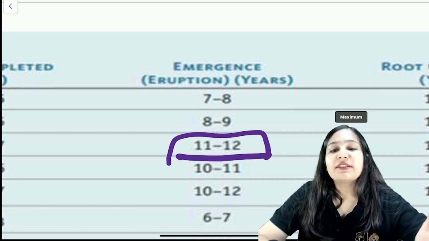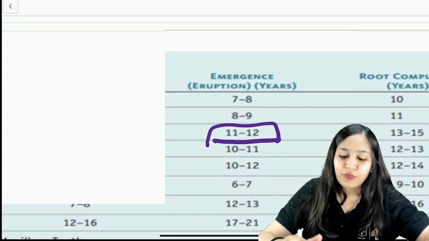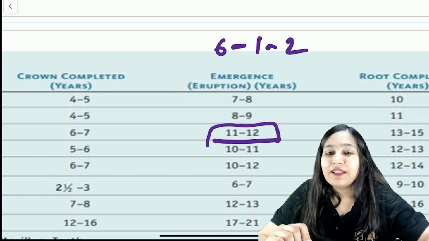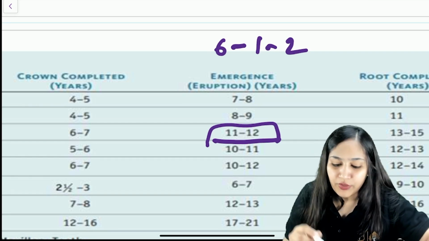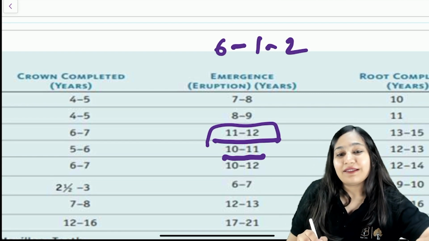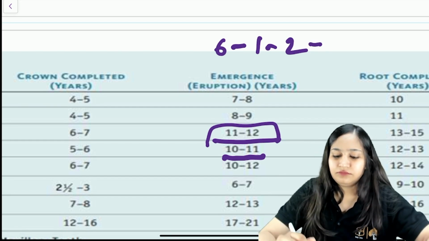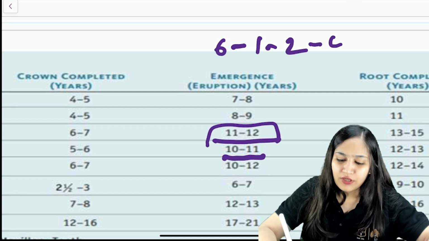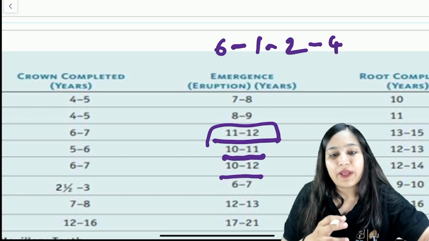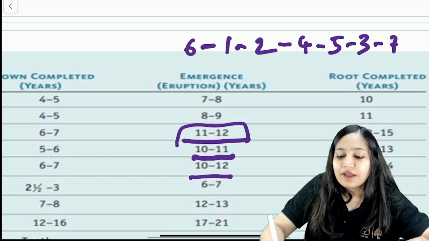So what will be the eruption sequence for permanent maxillary teeth? It will be 6, 1, 2, right? Then 3. No, here we can easily say that 10 to 11, 4 is before canine. First premolar erupts before canine. So here 4, then 10 to 12 and 11 to 12. So it can be 4, 5, 3, 7, 8.